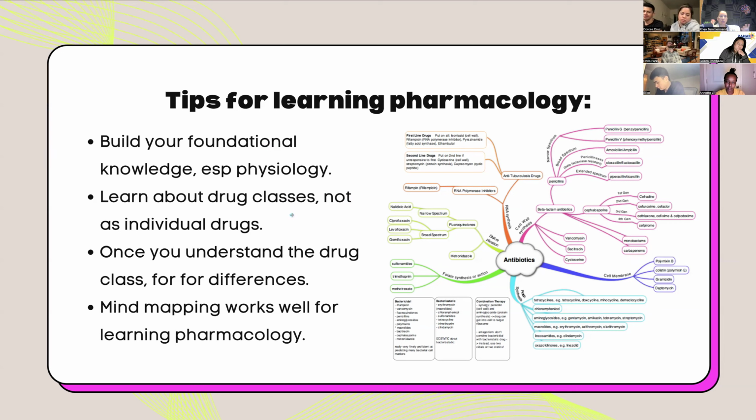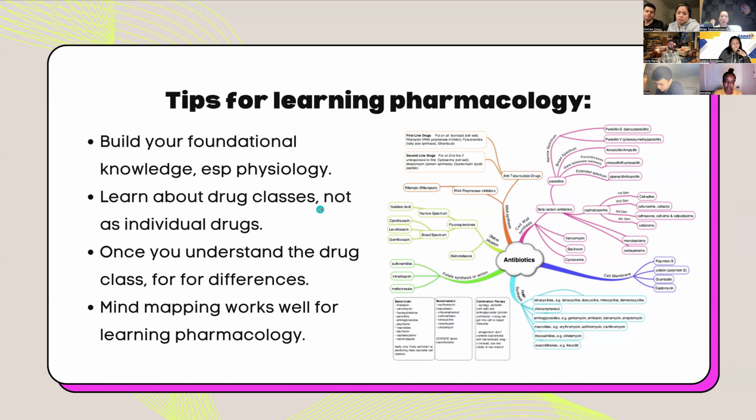Try to learn the drug class, not the individual drug. If you learn the drug class really well, a lot of the things that you need to know about those classes apply to most of those drugs. Once you understand the drug class well, then you can look at the individual drugs and try to see what's different between them. For example, let's say beta blockers, right? You learn everything you need to about beta blockers.